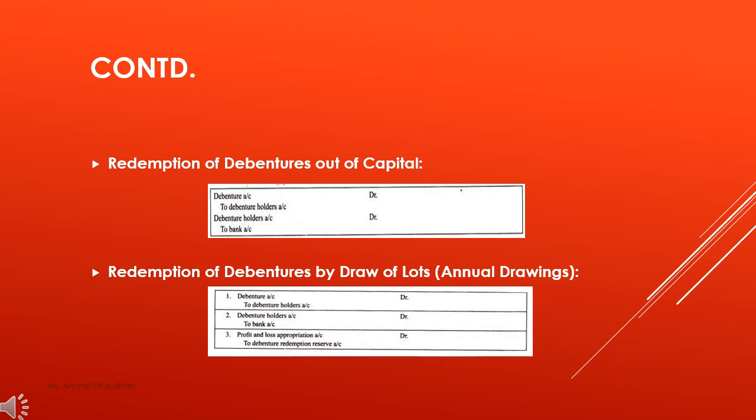So students, just have a look at these journal entries. You will be very clear about how to post these journal entries once you are solving the numerical portion. So just have a look. Don't panic if it doesn't make sense right now. Don't worry, it's very common. Just have a look at these journal entries. I'm just sharing the theory portion with you.